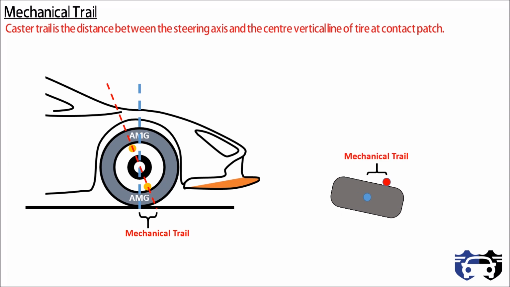Now when we steer the tire, it will create a lateral force in this direction, and due to mechanical trail, a torque will be produced about the red dot. This will make the tire straight again on leaving the steering wheel. So due to mechanical trail, we get the torque for self-centering of the steering wheel, and this torque is called self-aligning torque. So this is all about caster angle and mechanical trail.